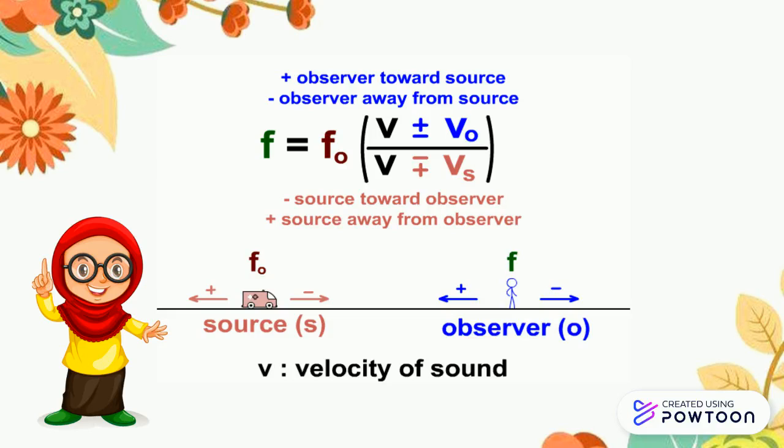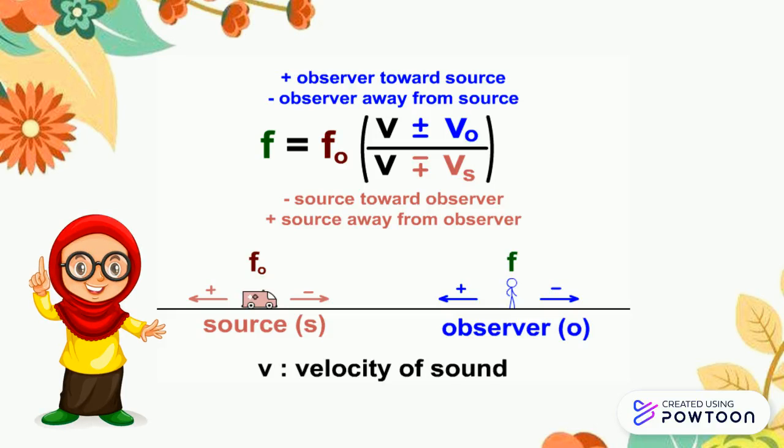To calculate the frequency of the moving source, whether it goes away from or closer to the observer, F equals F0 in bracket V over V plus or minus Vs.